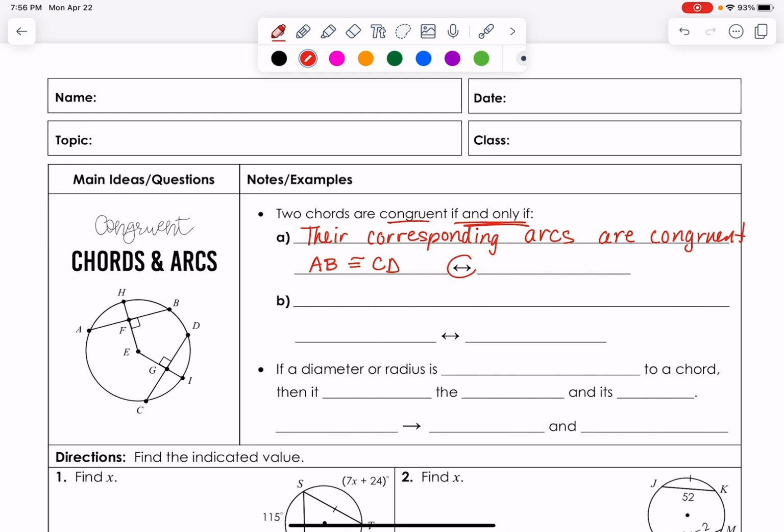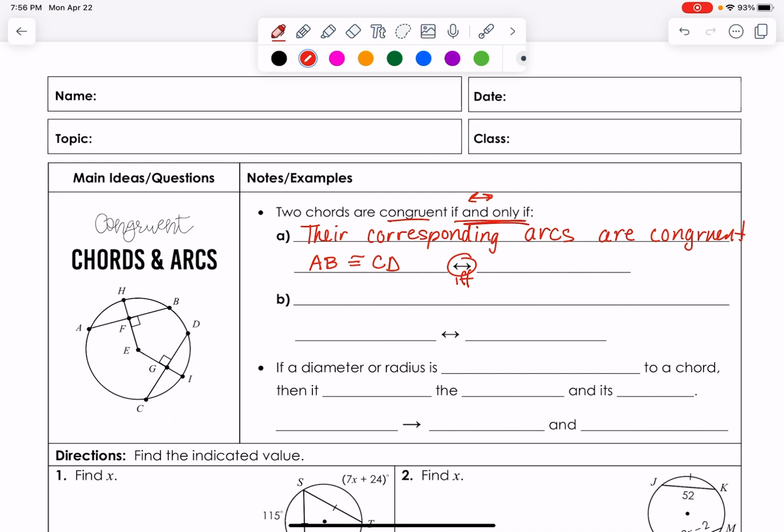If and only if, that's what this is, or IFF, if and only if, the measure of arc AB is congruent to the measure of arc, not angle, arc CD. So it goes both directions. The chords are congruent if the arcs are congruent, and the arcs are congruent if the chords are congruent.